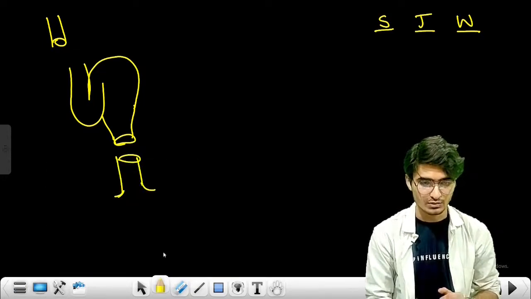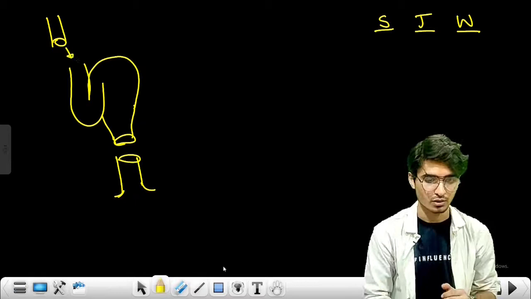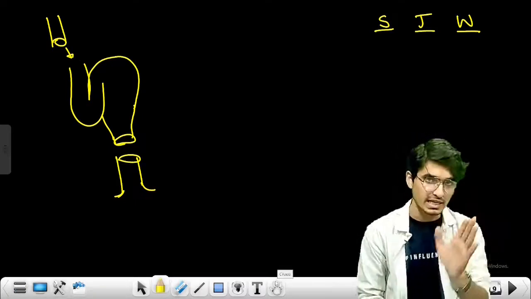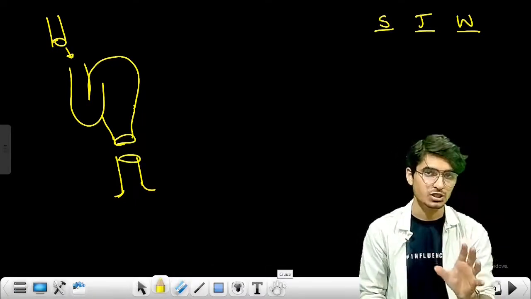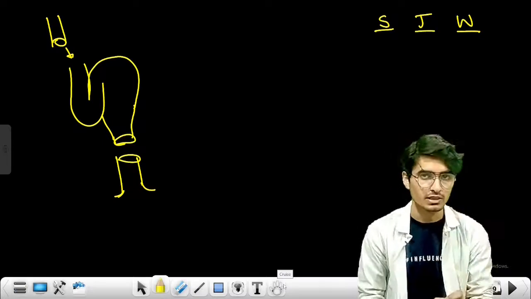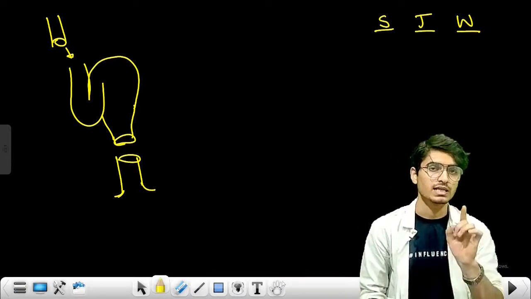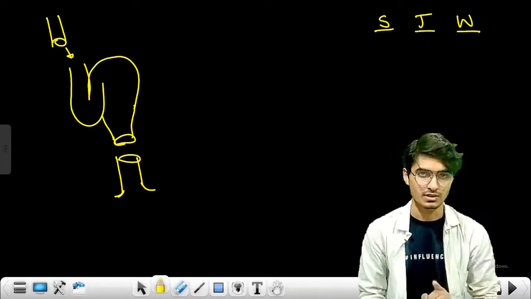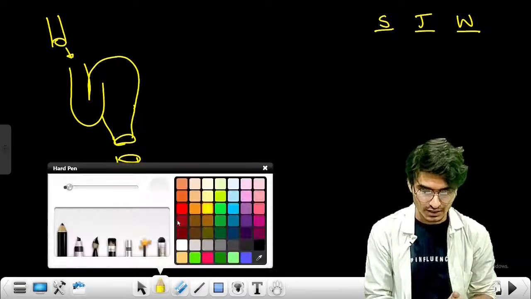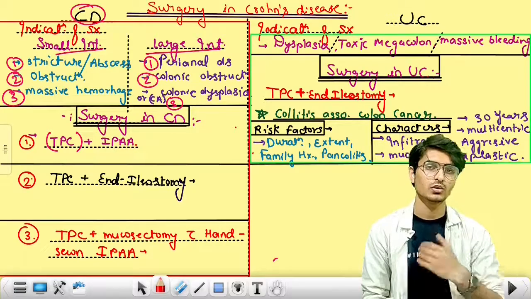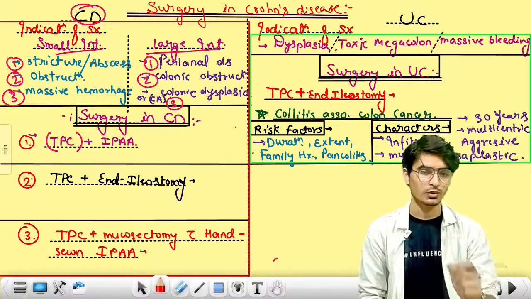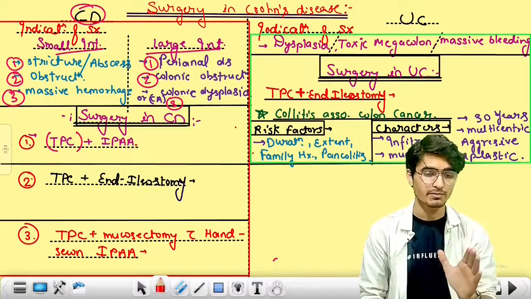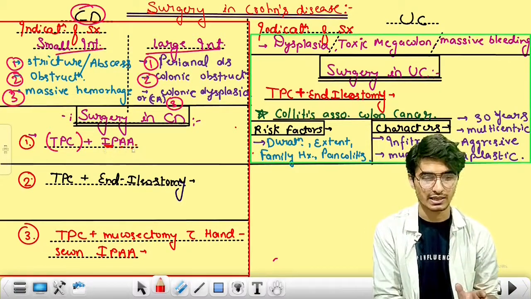Now this terminal portion of the ileum is converted into an S-shaped pouch, and this S-shaped pouch is anastomosed with the anal canal. That is called the ileal pouch anal anastomosis. So we need to anastomose both of these. The whole procedure is called total proctocolectomy with ileal pouch anal anastomosis.